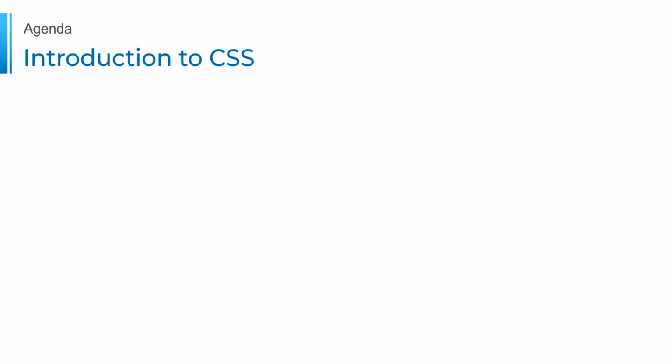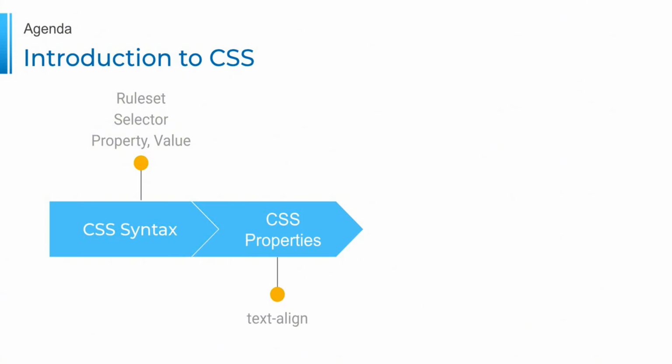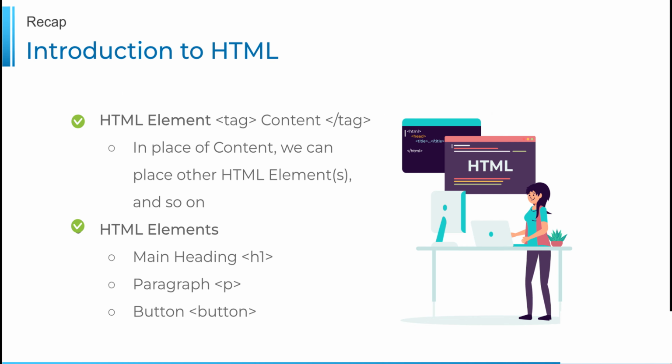So today's session is about introduction to CSS, which is known as cascading style sheets. Now let's look at today's agenda. First we will learn about the CSS syntax, then the different types of CSS properties, and at last we will learn how to combine HTML with CSS. Now let's understand it step by step.